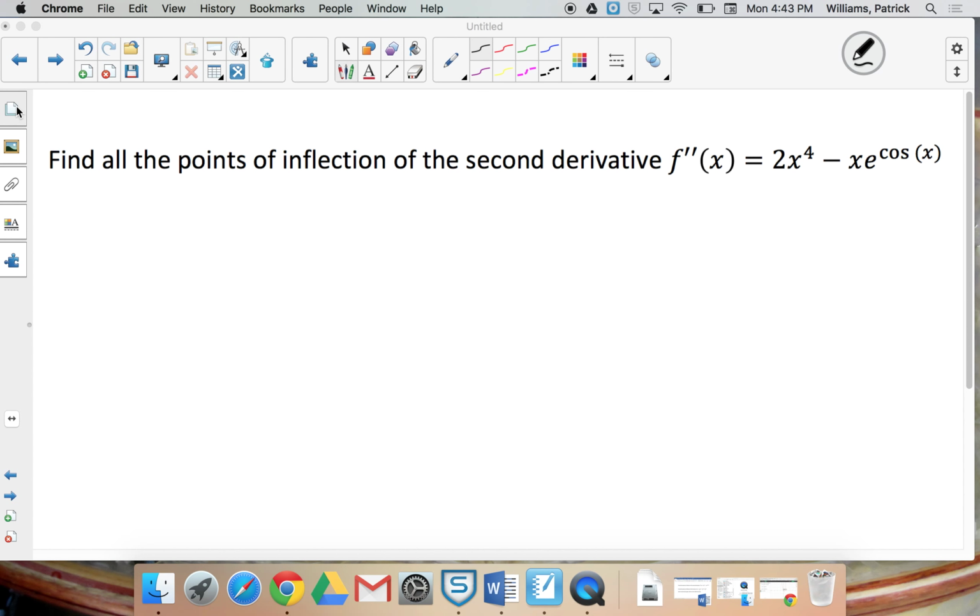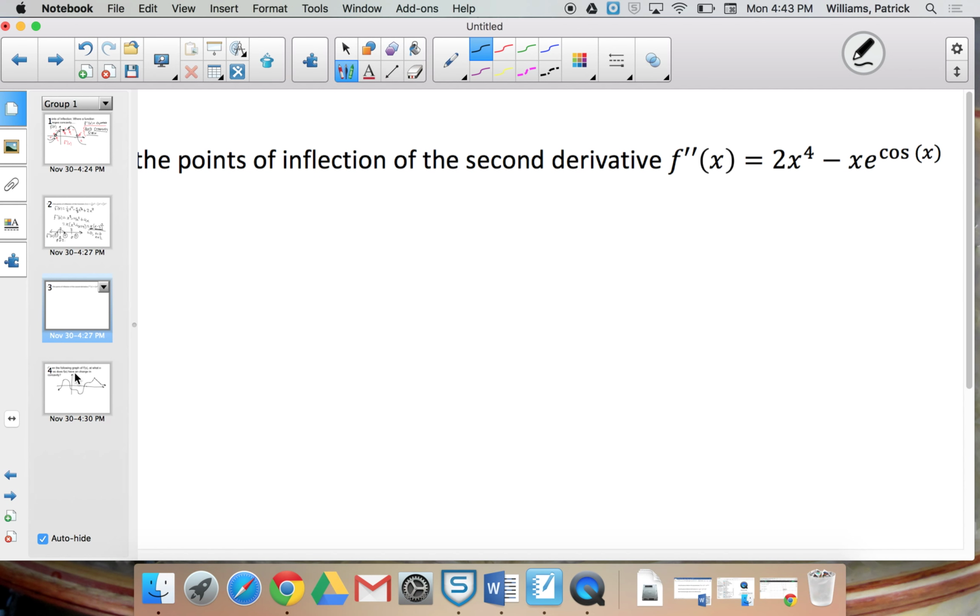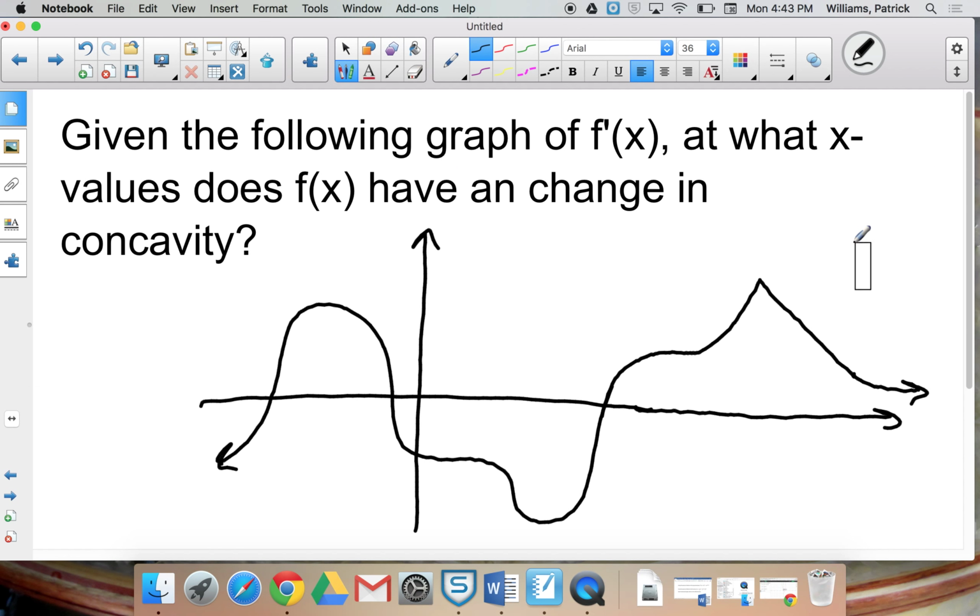We looked at a second derivative to find the inflection points. So now let's do something different. Let's look at a first derivative. Pretend this is the derivative of a function f of x. So this is the graph f prime of x.